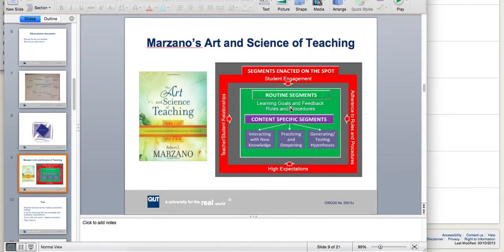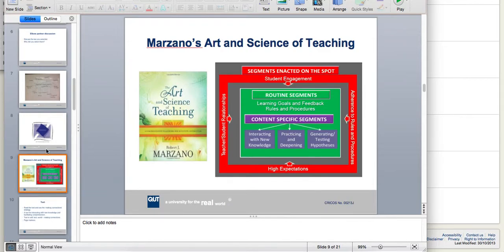The learning goals, giving kids feedback, the rules and procedures in your classroom, the different phases of learning. So when you're starting with new knowledge, when you're practicing, when you're getting to the higher order thinking skills. So, this framework is really quite comprehensive. Now, one reason I'm mentioning it to you now is that if you are in a Queensland school on your prac, you might very well hear about this because so many schools are using it.